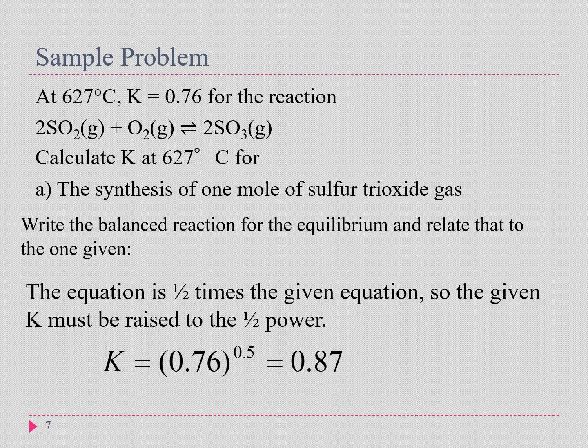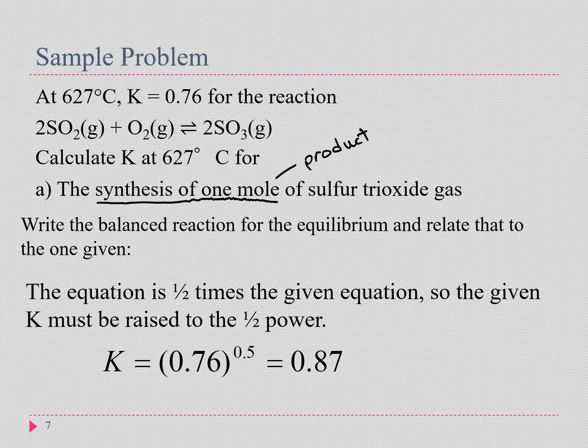All right, let's say that we are going to look at this equation up here where we know that the K is 0.76 for the reaction of 2 sulfur dioxide and an oxygen to be at equilibrium with 2 sulfur trioxides. It wants us to calculate K for the synthesis, all right, so the synthesis of 1 mole of sulfur trioxide. So this is a fancy way of saying that that's going to be a product.